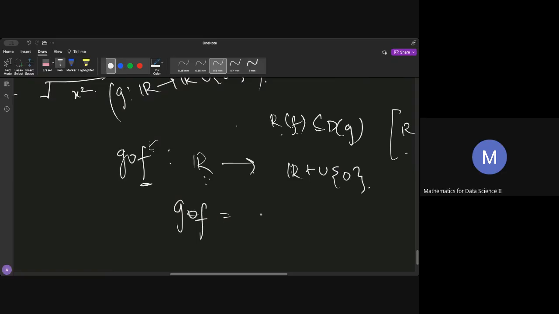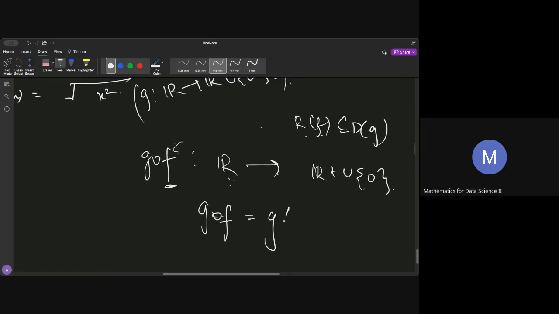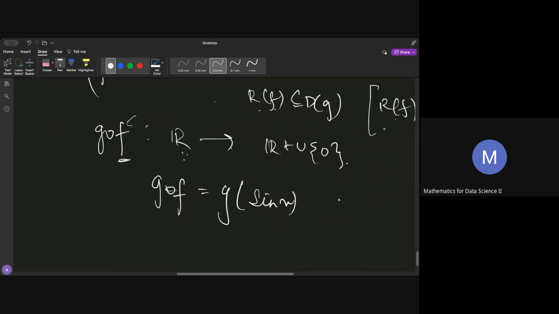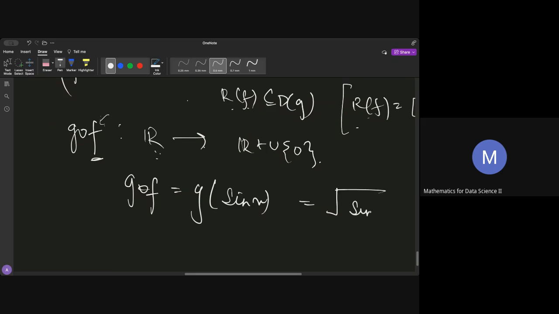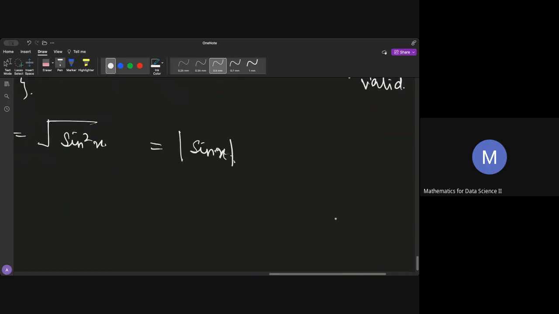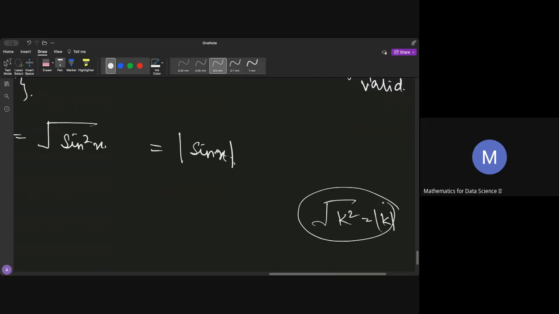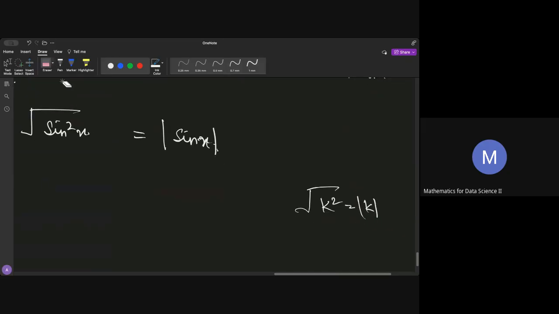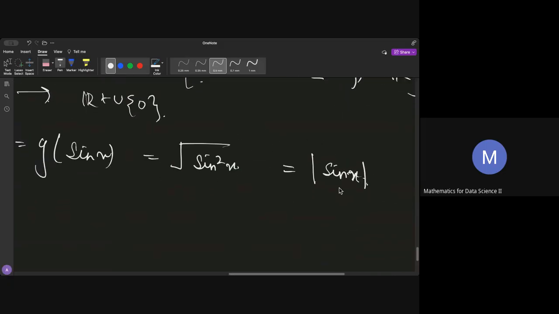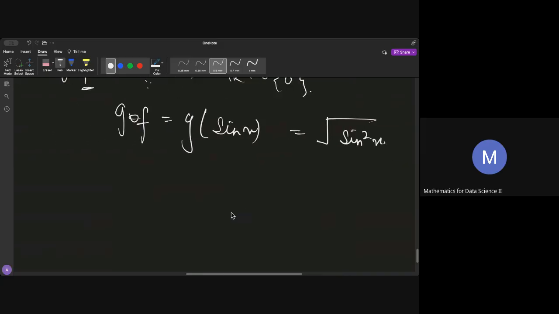GOF will be equal to, first you have to apply G to the F function, which is sine x. That means you have to apply G, which is square root of x square, to sine x. So this will be square root of sine square x. And what's the value of square root of sine square x? It's mod of sine x. Whenever you have square root of k square, this thing is mod k, right? So square root of sine square x will be equal to mod of sine x.